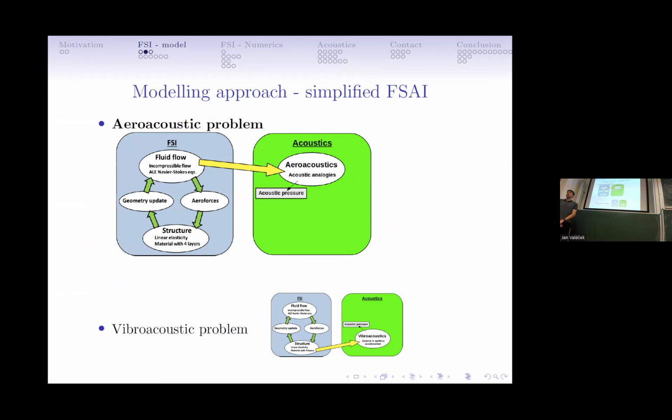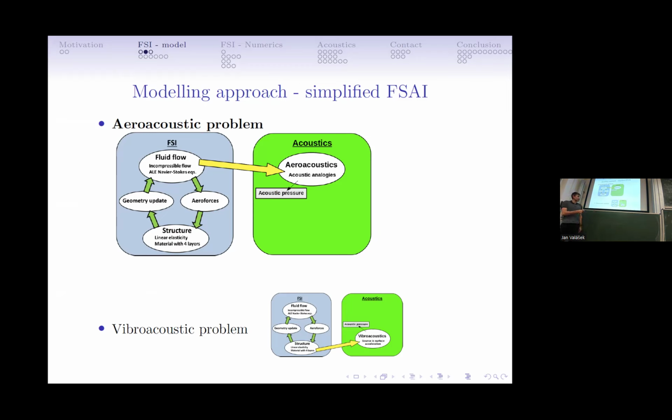However, we will simplify the situation, and look just for the simulation of normal speech, when the acoustic pressure is many orders of magnitude lower than the common pressure induced by the fluid flow around the vocal folds, and then we can neglect the influence of the acoustic pressure on the structure vibration. In this setting, it is enough to solve first the fluid structure interaction problem, and then, based on the solution, solve the aeroacoustic problem.